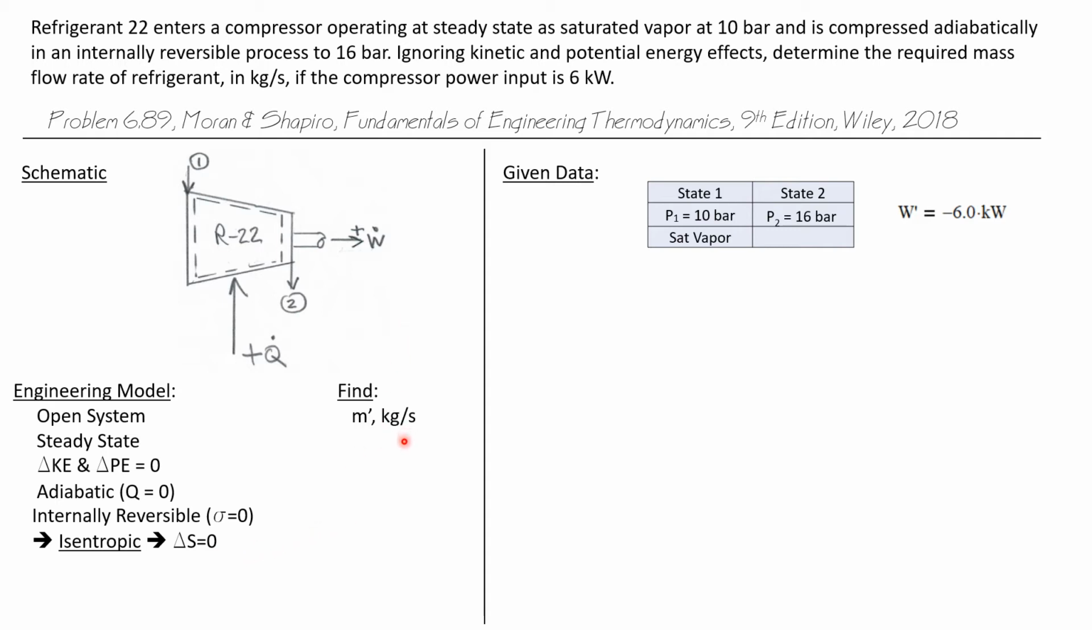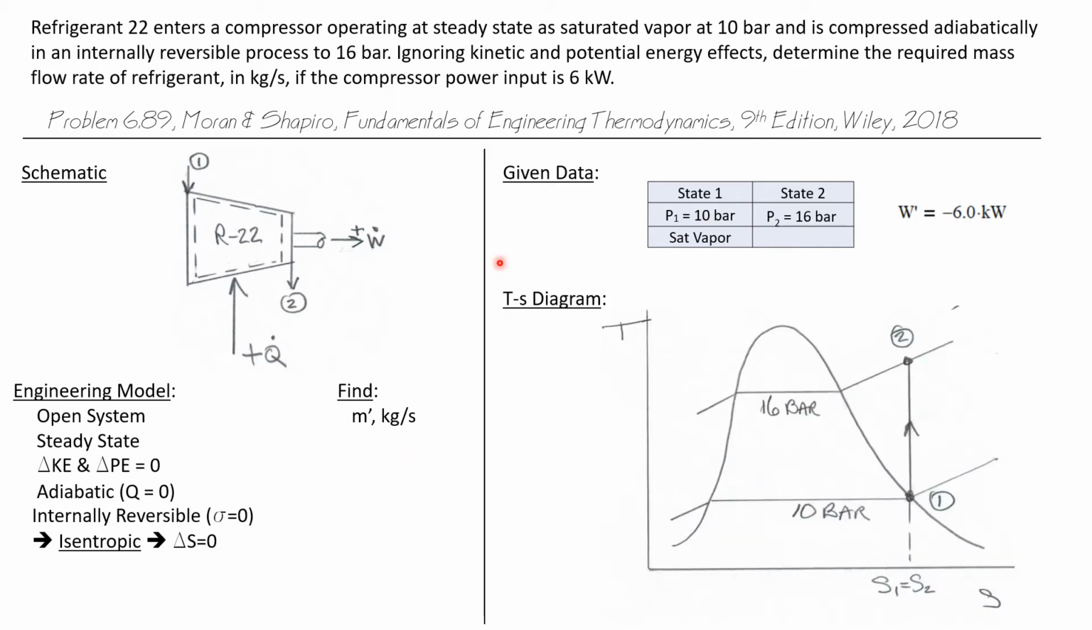And we want to find the mass flow rate in kilograms per second. So let's draw a TS diagram of this process. State 1 is at 10 bar, so it sits on our constant pressure line of 10 bar, and it's a saturated vapor. So state 1 sits here. State 2, all we know is that it's somewhere on this 16 bar constant pressure line. Well, this assumption that we made, that this is a constant entropy process and delta S equals 0, allows us to recognize that state 2 has to be directly above state 1, so that the entropy at state 2 is the same as the entropy at state 1, and that now fully defines state 2.